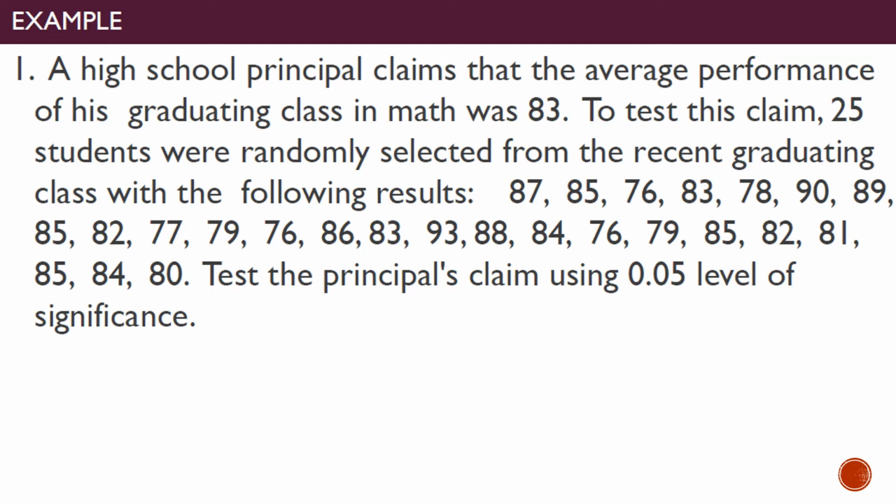Okay, if you have your phone, you may take a screenshot of this so that you may compute for its mean. You may pause it for a while and then we are going to compute for its sample mean and sample standard deviation. Now we are going to test the principal's claim using 0.05 level of significance. And our hypothesized mean is 83 because it is the claim of the principal.